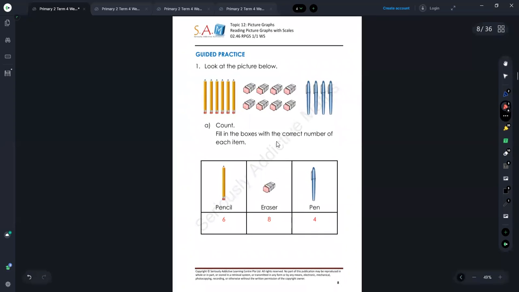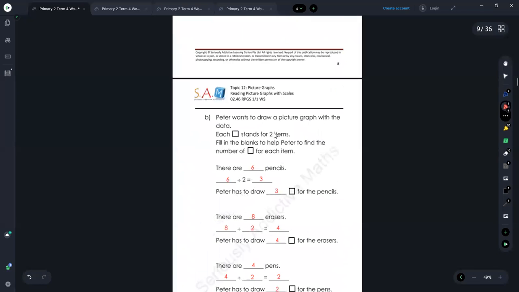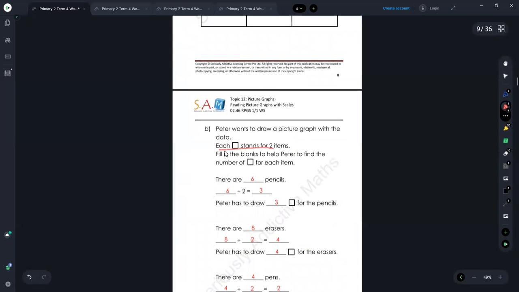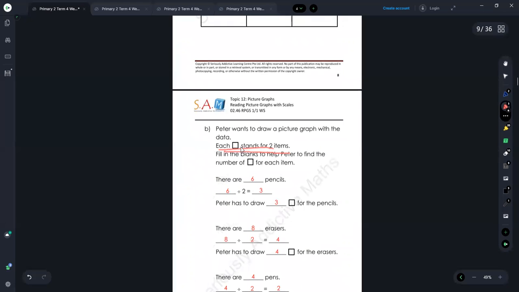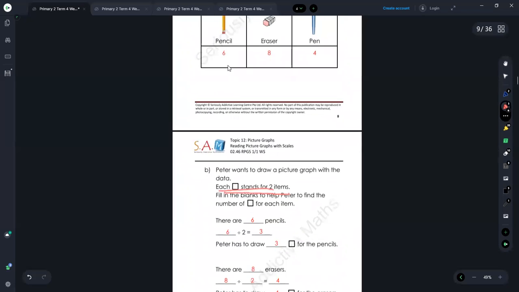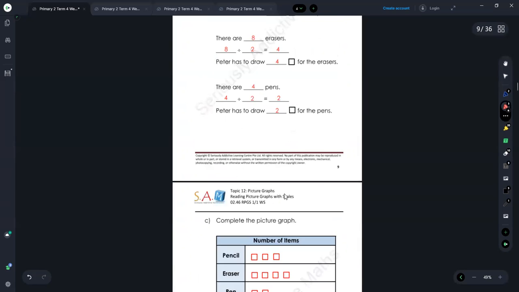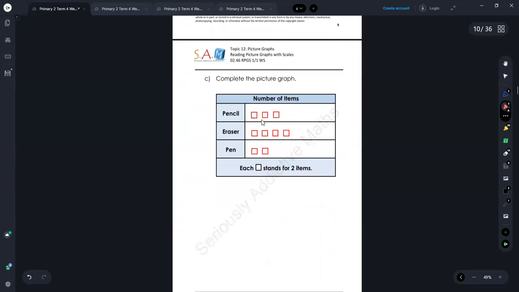Okay, then you can get them to do the guided practice. Okay, first of all, they count the number of pencils. They count the number of erasers, then pens. Okay, now get them to note. They are supposed to draw this scale. So each square stands for 2, right? So if pencil is 6, how many squares must they draw? So 6 pencils, 6 divided by 2 equals 3. Okay, get them to do this. Check your answer. And then next step is they're supposed to complete the picture graph.